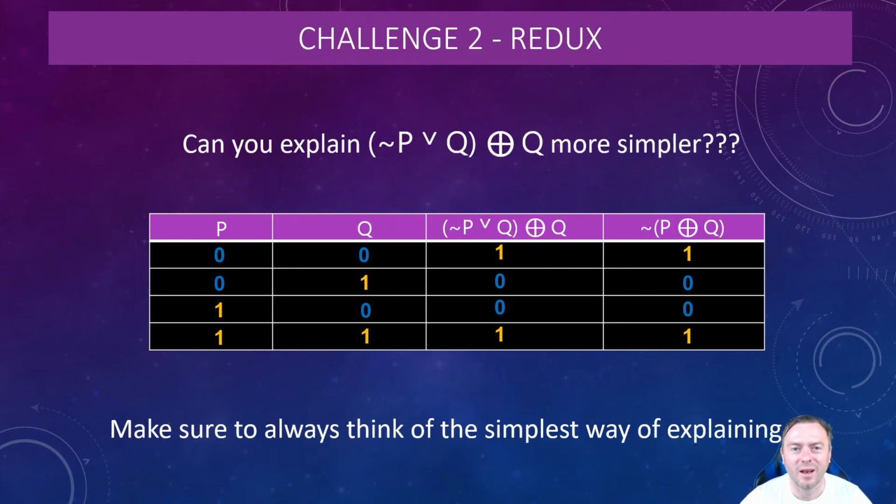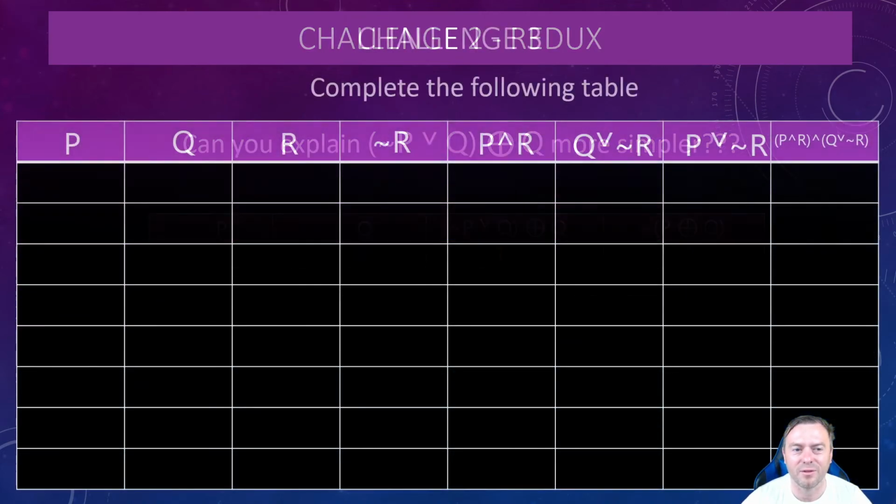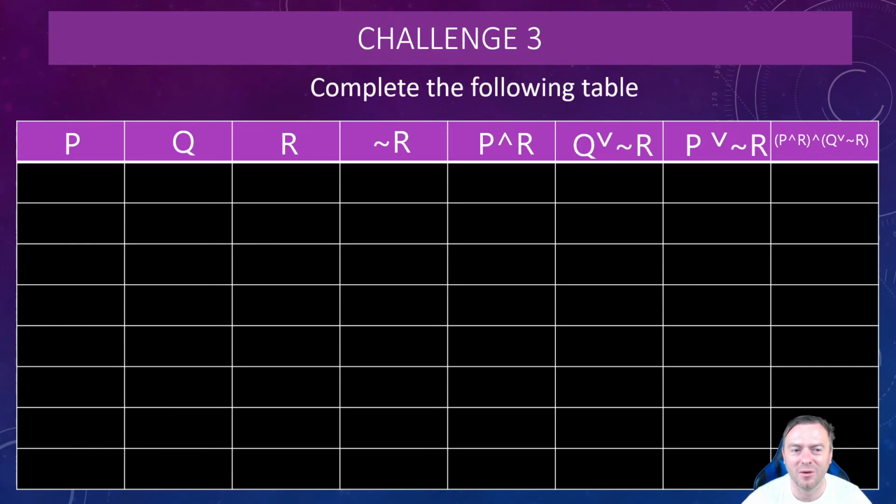Okay, so the last challenge I want you to have a go at is a little bit more involved. Instead of 2 inputs, we're now going to have 3 inputs. So we're going to have P, Q, and R. So have a pause of the video there. My hint is count up to 8 for the input column and see what you can get. Awesome, thank you.